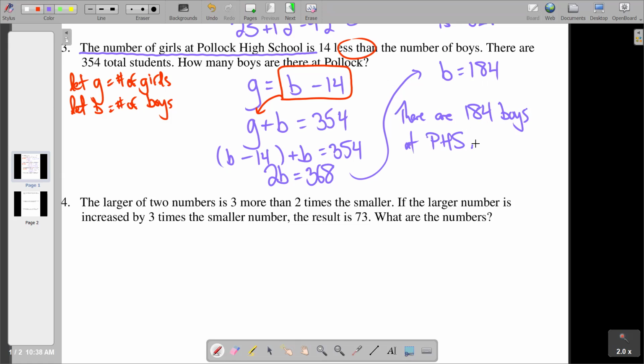So I want you to be smart. And when you read a word problem, sometimes be aware of the fact that the first thing you find may, in fact, be the only thing you have to find. Are you ready for problem 4? Okay, good.